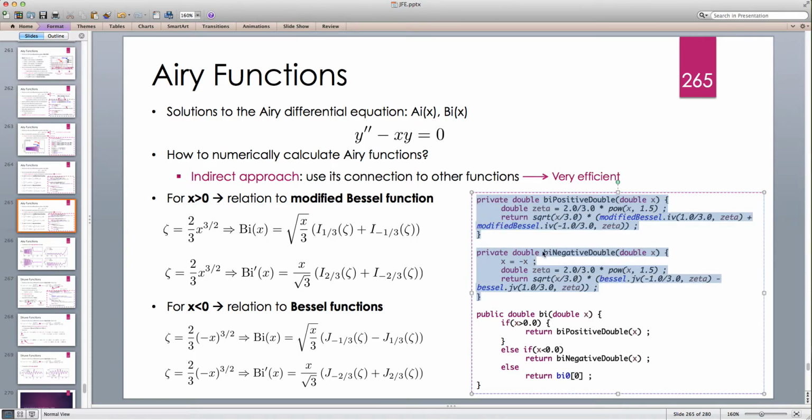And again, these two are private, so we don't expose them to the user. We only expose this public method Bi double x. If x is positive, return Bi positive double. If x is negative, Bi negative double. And if x is 0, return the exact value.